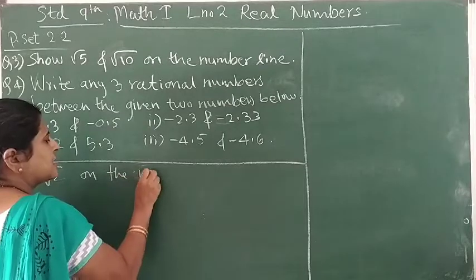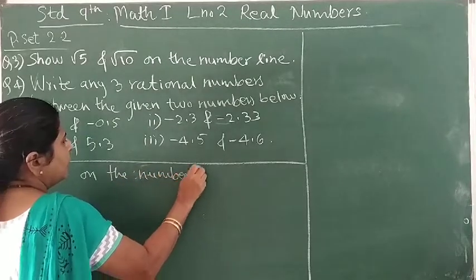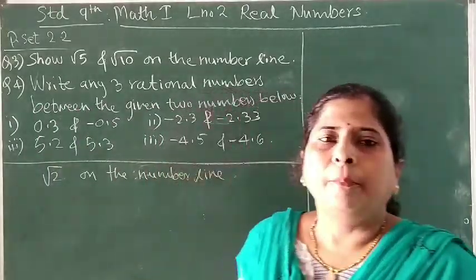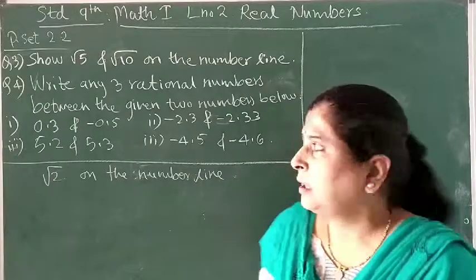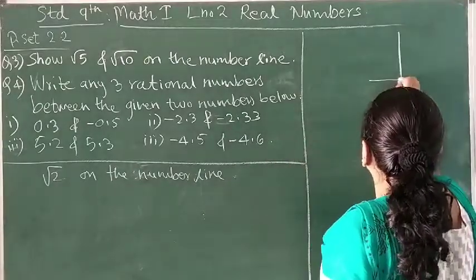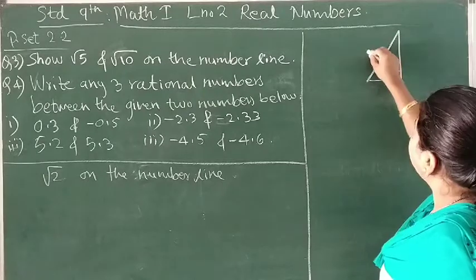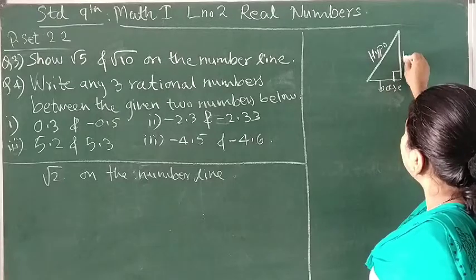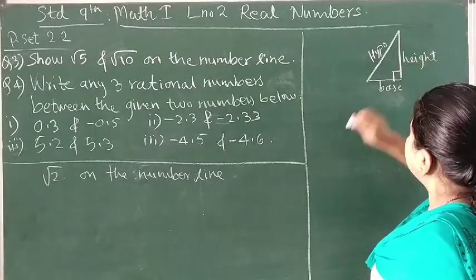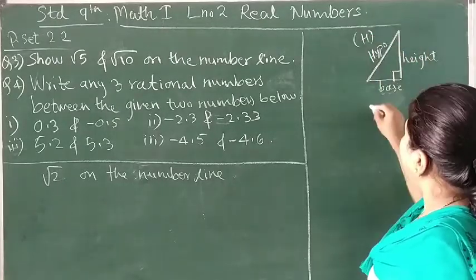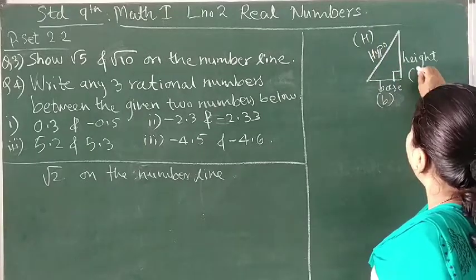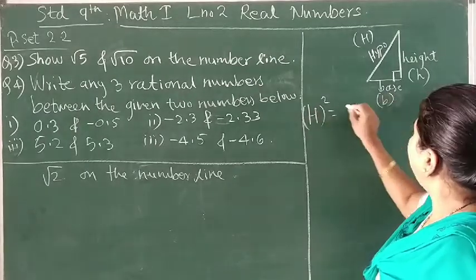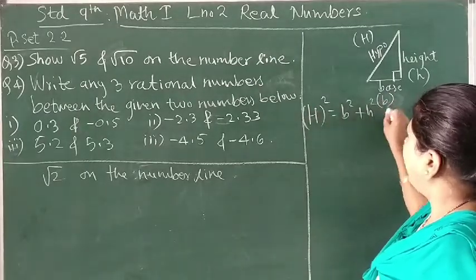For this, we take the help of a right angle triangle and the Pythagoras theorem. So in a right angle triangle, when we have this right angle, this we call the hypotenuse, and this can be called the base and this can be called the height. Suppose hypotenuse is shown by the capital letter H, base by small letter b, and height by small letter h. We know that hypotenuse square is equal to base square plus height square.